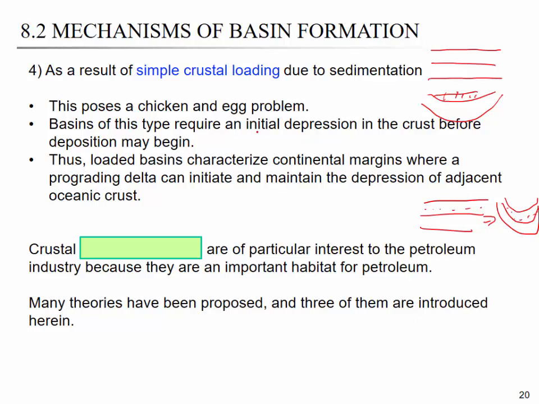Basins of this type require an initial depression in the crust before deposition may begin. Thus, loaded basins characterize continental margins, whereas prograding delta can initiate and maintain the depression of adjacent oceanic crust. And crustal thinning and lifting are of particular interest to petroleum exploration, because they are an important habitat for petroleum. So, crustal thinning and lifting. Many theories have been proposed to explain this simple crustal loading. I think here 3 theories are introduced.